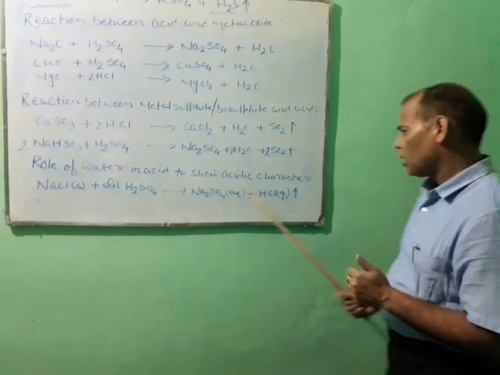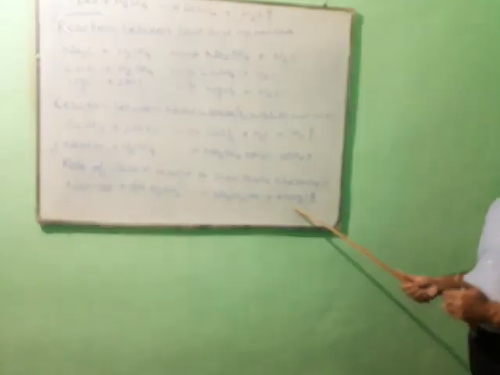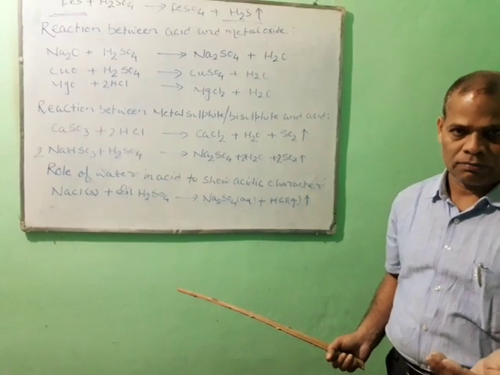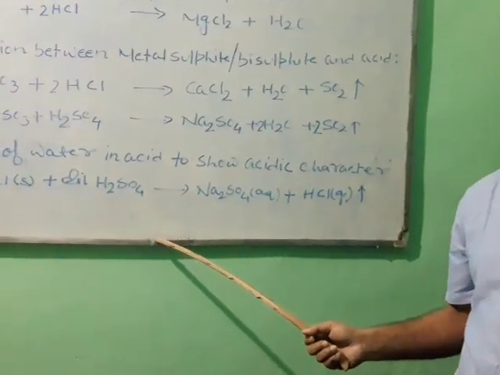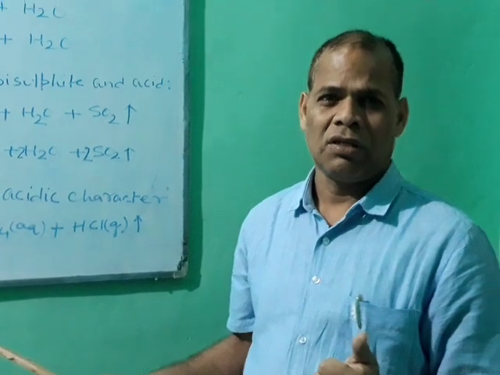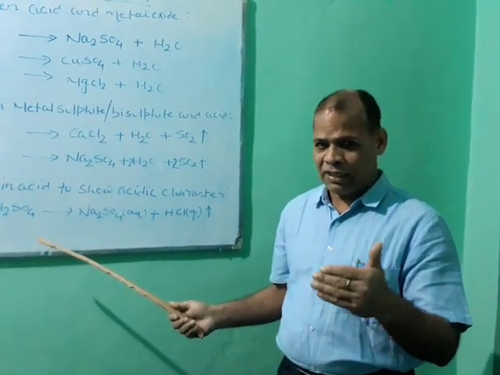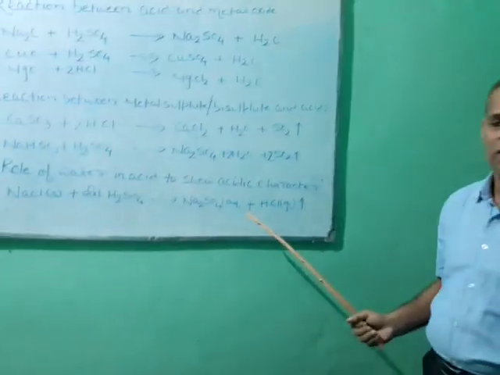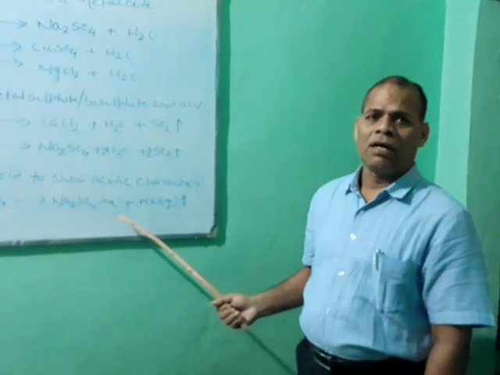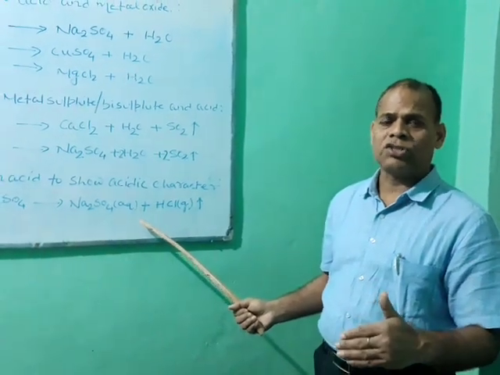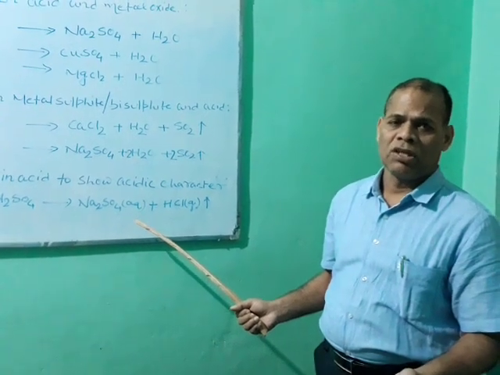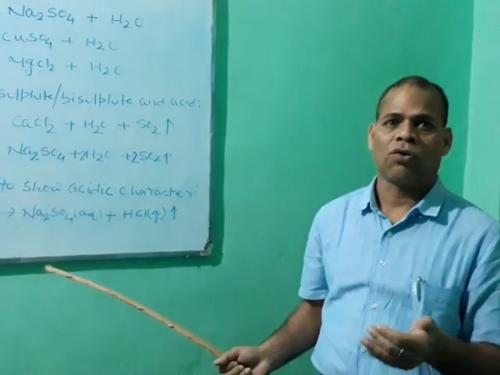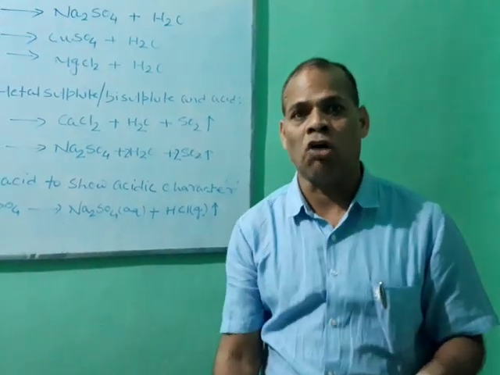So it means the HCl gas that is evolved is unable to show its acidic character. Now you bring moist blue litmus paper near the mouth of the test tube. Then you will find that the blue litmus color changes into red. So it means the acid can show its acidic character only in the presence of water.